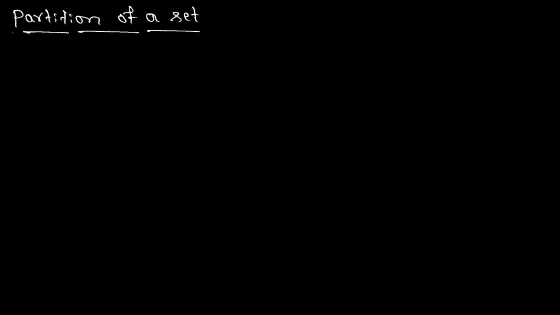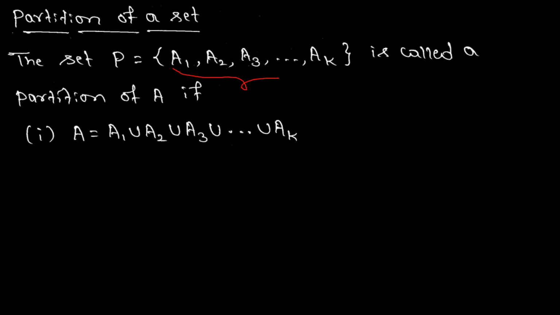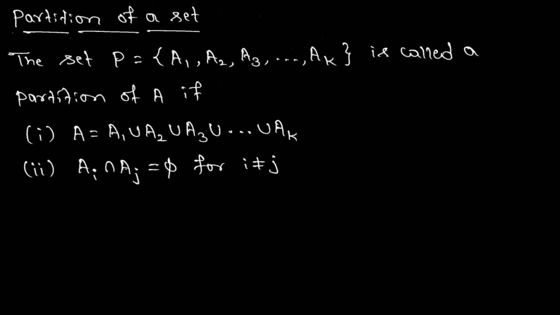Partition of a set. The set P partitioned as A1, A2, A3 and so on up to AK is called a partition of A, if A can be expressed as union of all these, and intersection between any two sets will be null set, that is mutually disjoint. Every pair of sets are mutually disjoint.